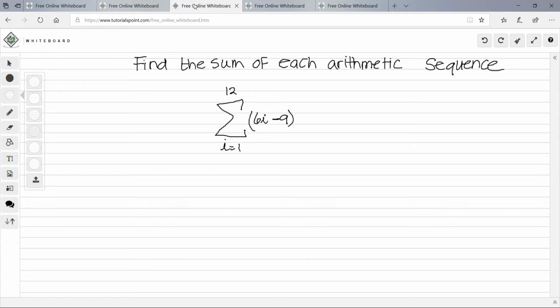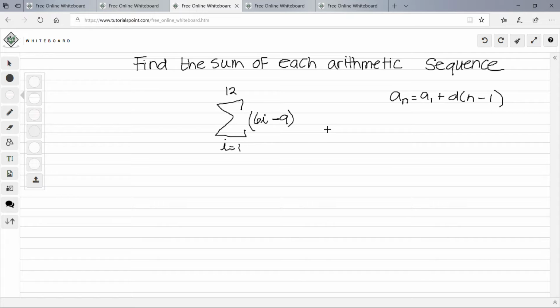So the first question says find the sum of each arithmetic sequence. So we know that it's arithmetic. First, what I'm going to do is write the nth term of an arithmetic sequence: an equals first term plus d times n minus 1. I don't know the difference, so we have to find the difference. First we have to find our first term, second term, and third term.